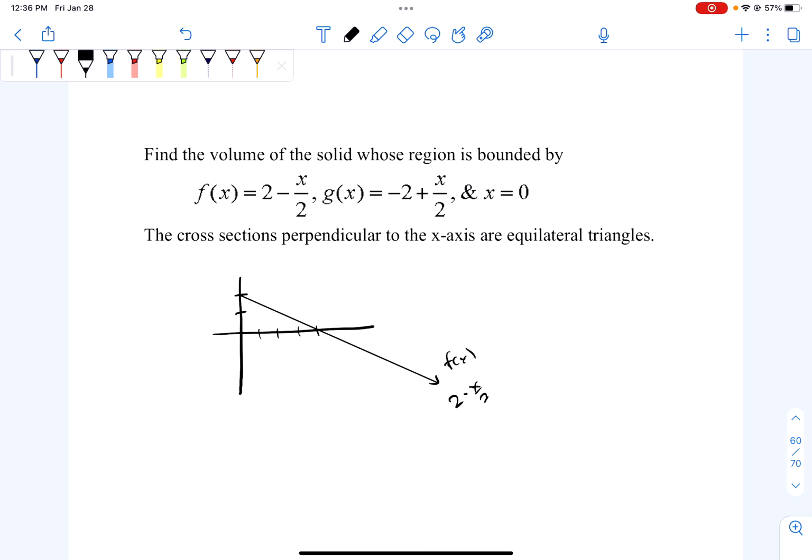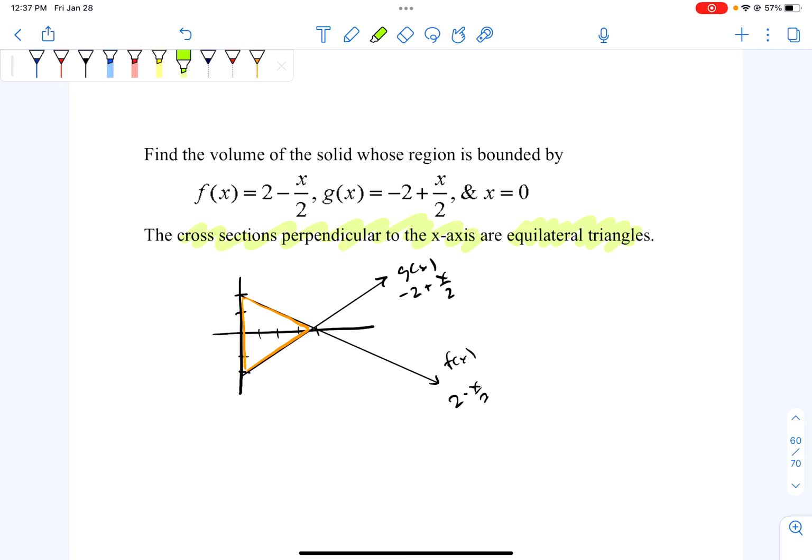Then it wants me to use g of x, which is negative 2. So I start down here, and I'm going up 1 over 2. So it's this one. So this is my g of x. This is my negative 2 plus x halves. And then it wants me to also bound this by x equals 0. So basically, I've got this. This is the bottom of my shape. Okay, this is the base. And it wants me to use cross sections perpendicular to the x-axis. So I'm going to use x values, and it wants me to use equilateral triangles.